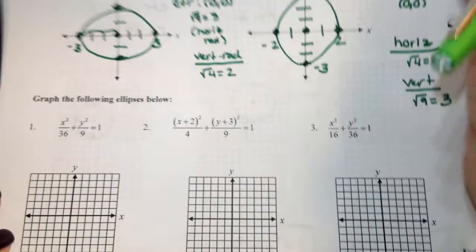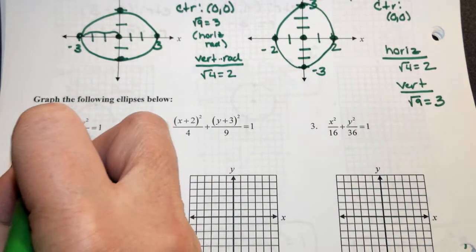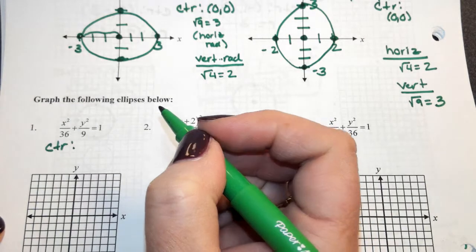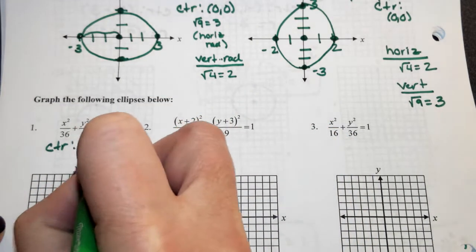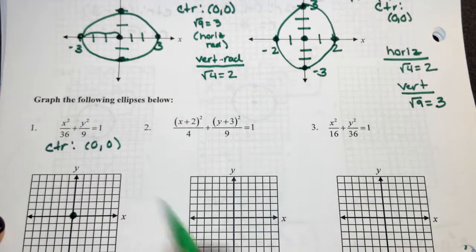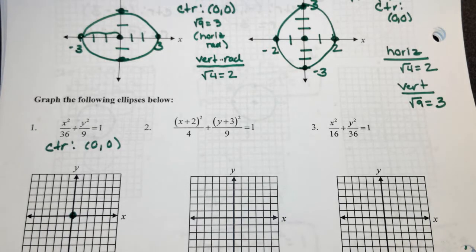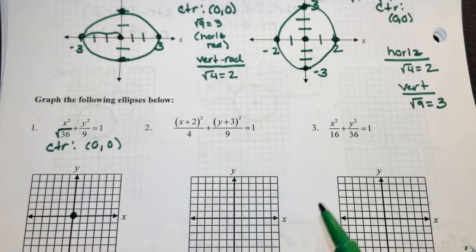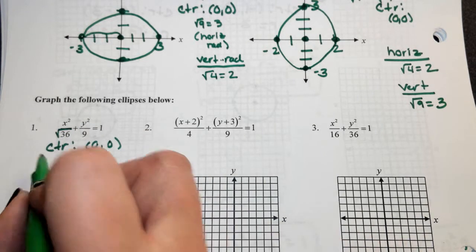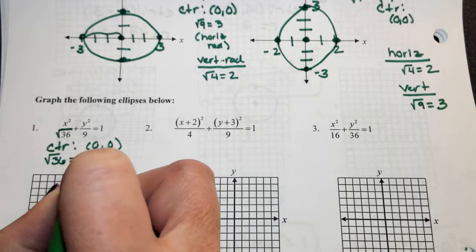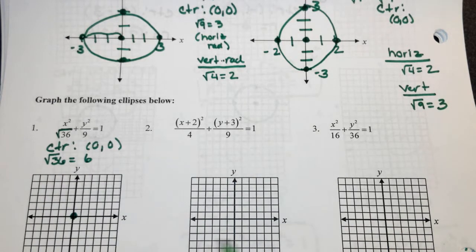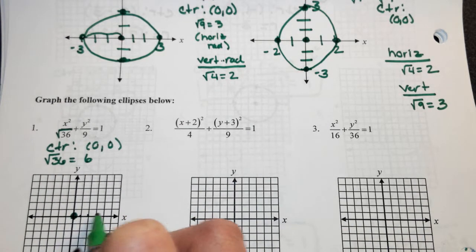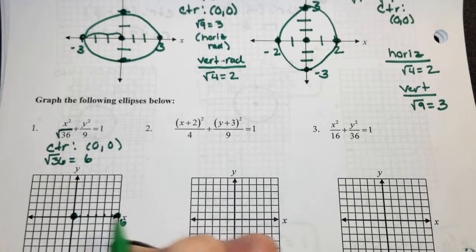So now let's talk about number 1. Let's go ahead and graph these. What's the center? 0, 0. And we agree we're not going to have a circle because we know that those two denominators are not the same and it's equal to 1. So now we want to find the horizontal distance from the center. So take the square root of the number that's underneath x squared. What's the square root of 36? The square root of 36 is 6. So I'm going to go 6 units to the right, 6 units to the left.